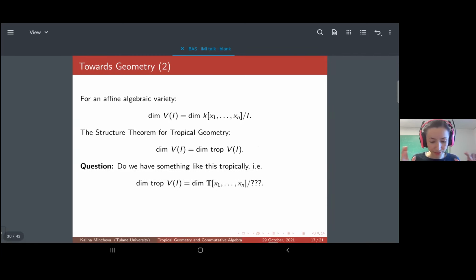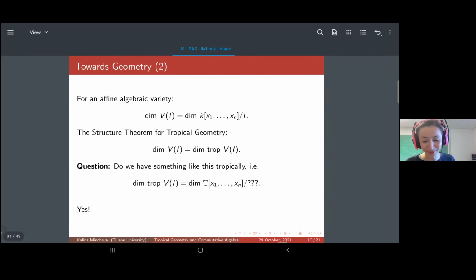And of course, here's the natural question: do we have something like this tropically? So this is a geometric object. It has a dimension. We can perhaps talk about a coordinate semiring, which is my polynomial semiring quotiented by something, a congruence perhaps. And are they the same? So there are actually two questions here, this one and this one. So let me try to answer this for you. In fact, the answer is yes. So let me tell you how that works.